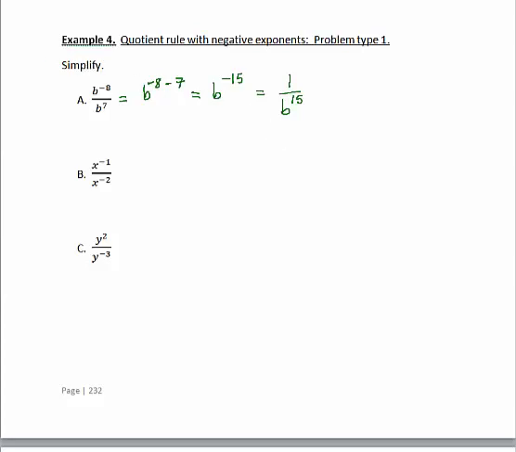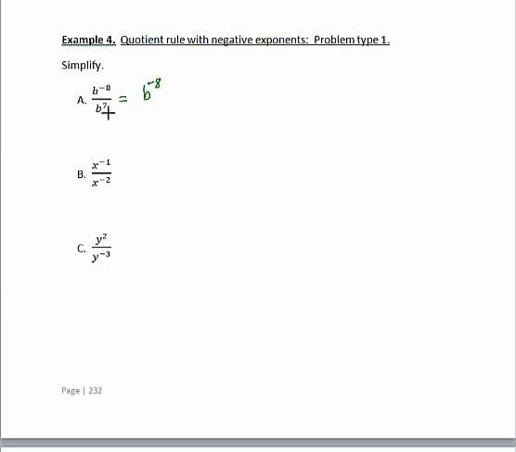Okay. Knowing how to handle negative numbers, I'm going to show you an alternate way, sort of an intermediate step that we could have taken with this quotient rule. We could have said, well, b to the negative 8 stays on the top. We didn't move it, so we keep the sign of the exponent.